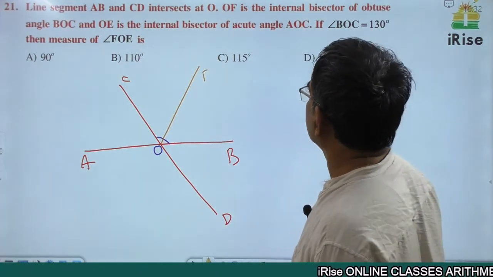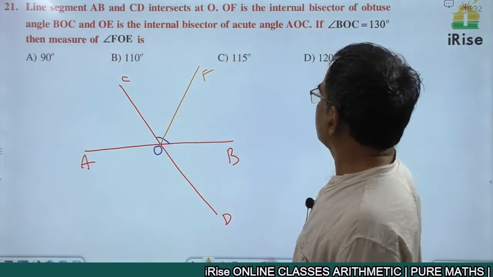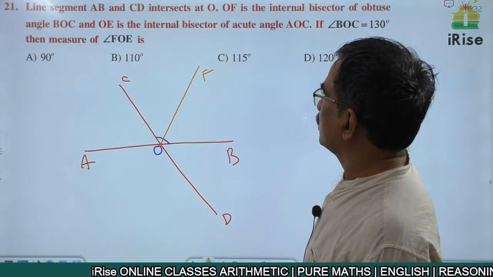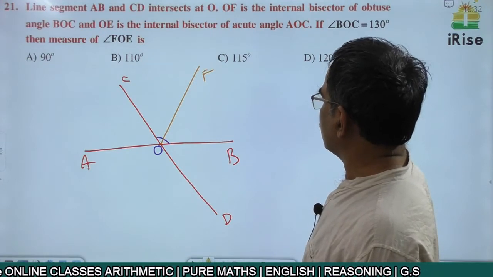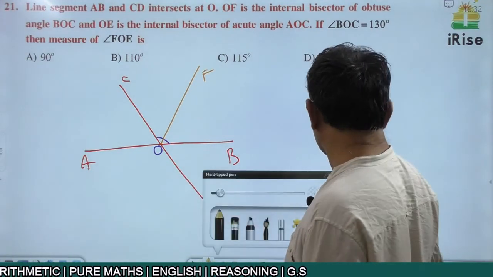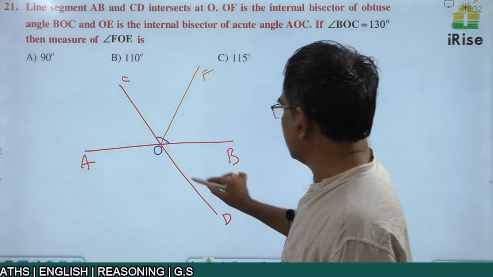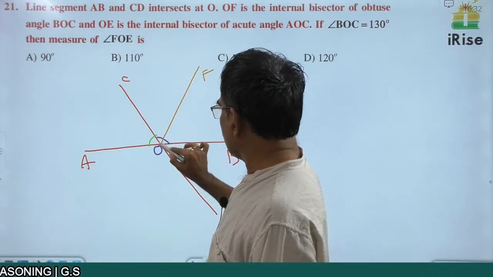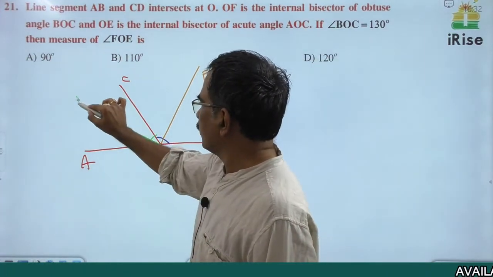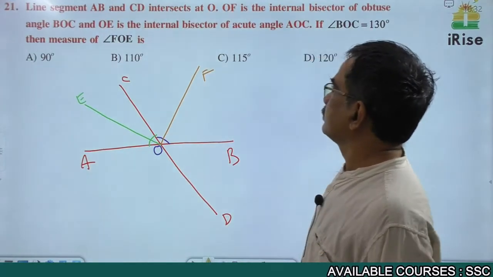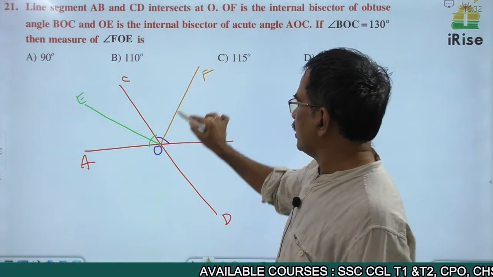OF. And OE is the internal bisector of acute angle. OE is the internal bisector of acute angle. This is the acute angle. OE is the internal bisector of acute angle. Then what is the measure of angle FOE?